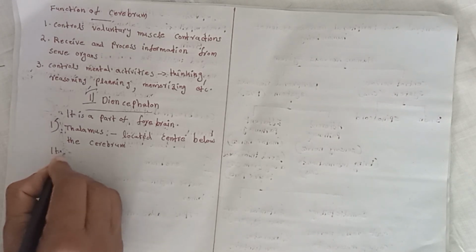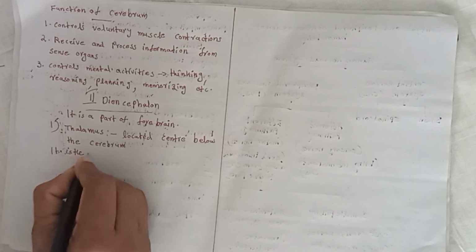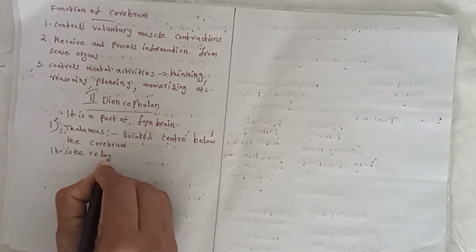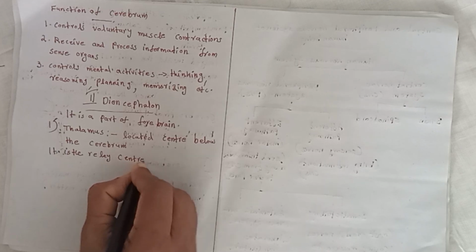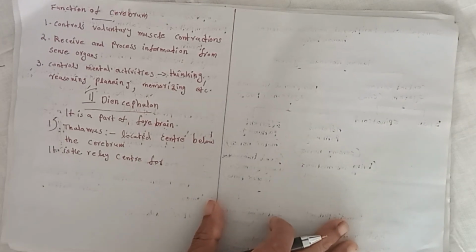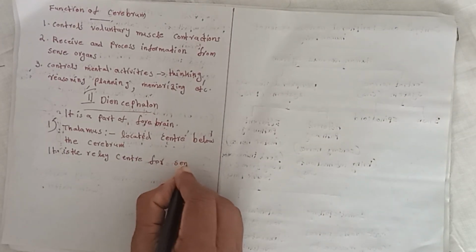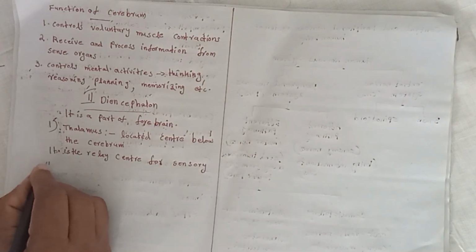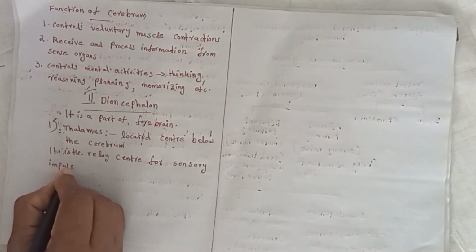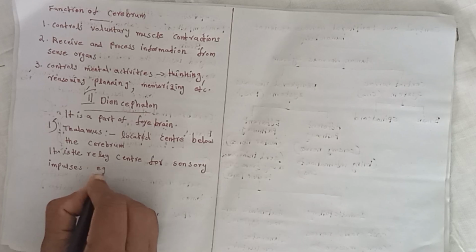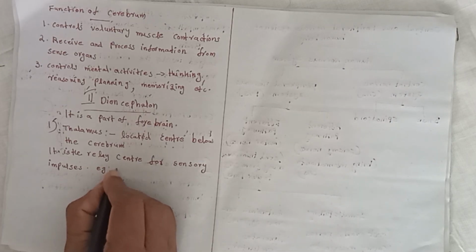The thalamus is the relay center for sensory impulses, for example, pain and pleasure.